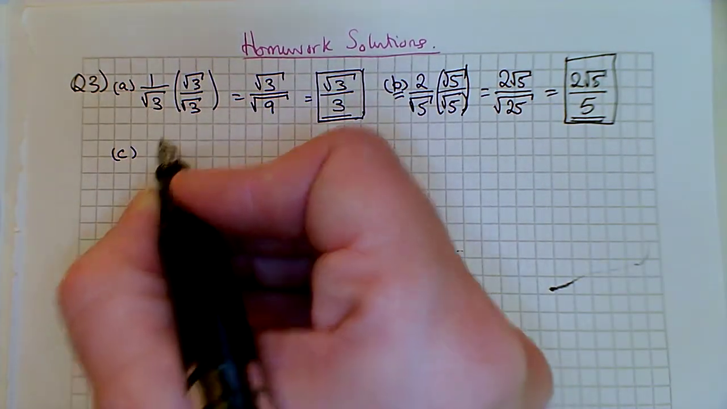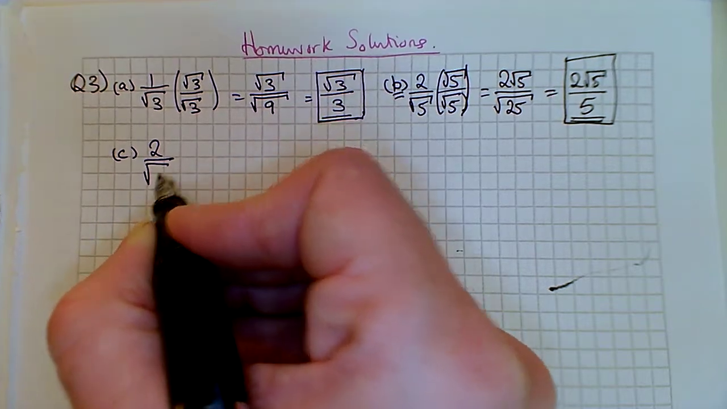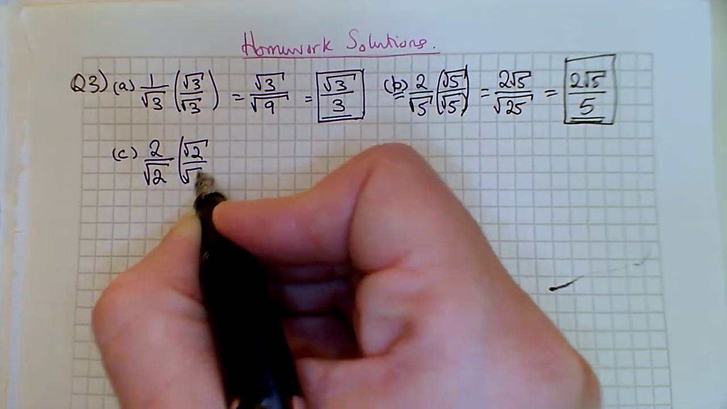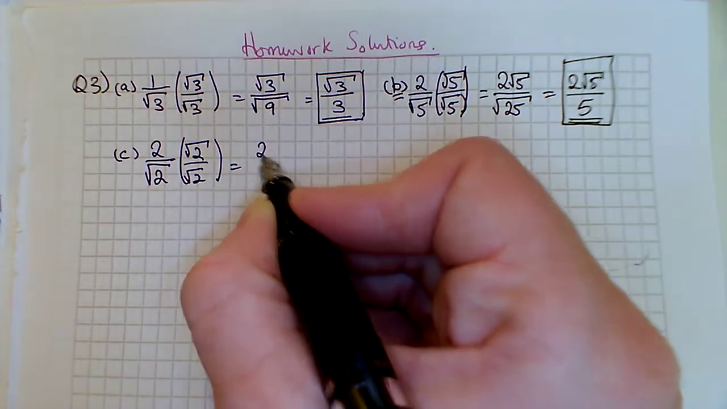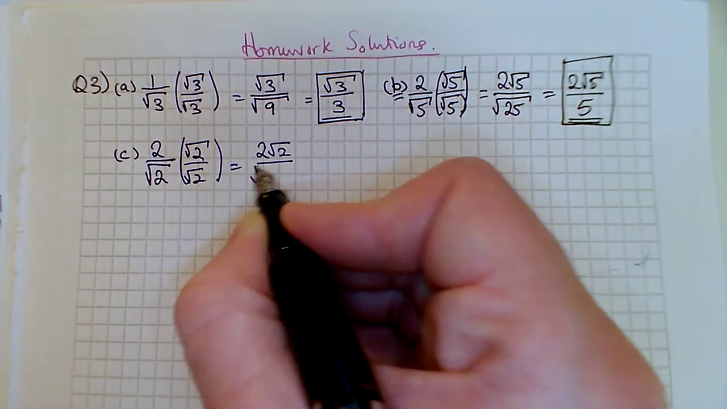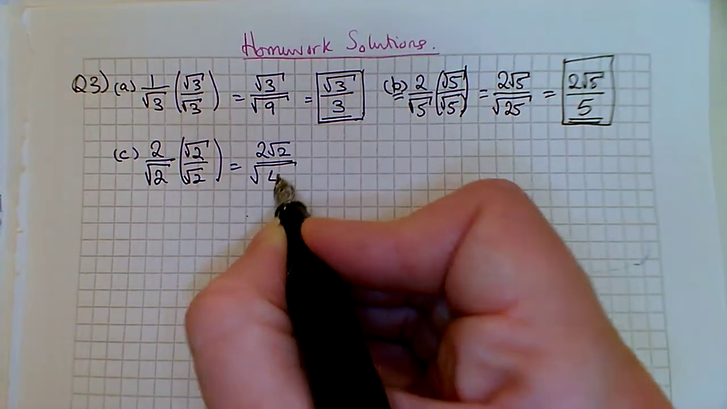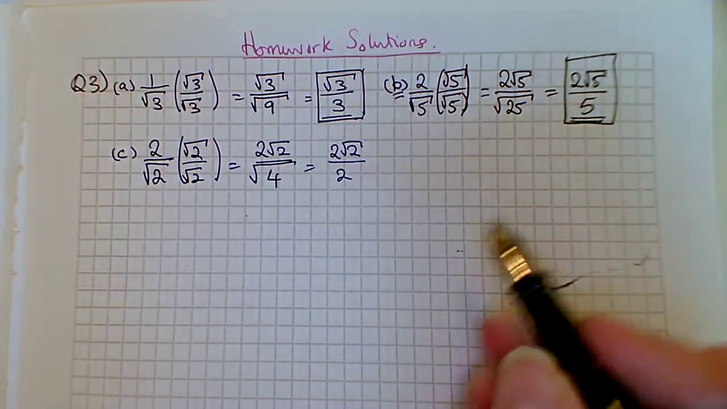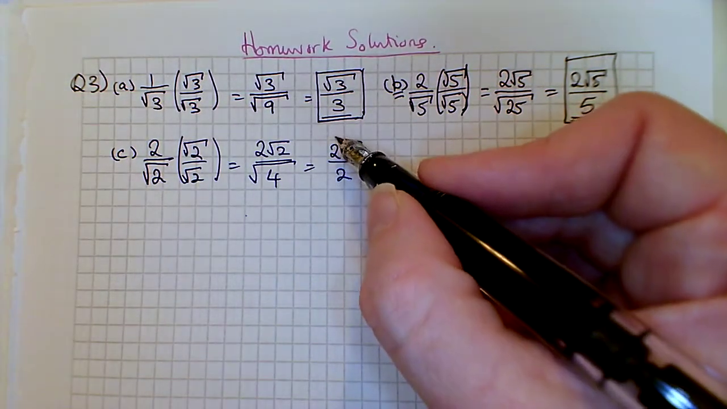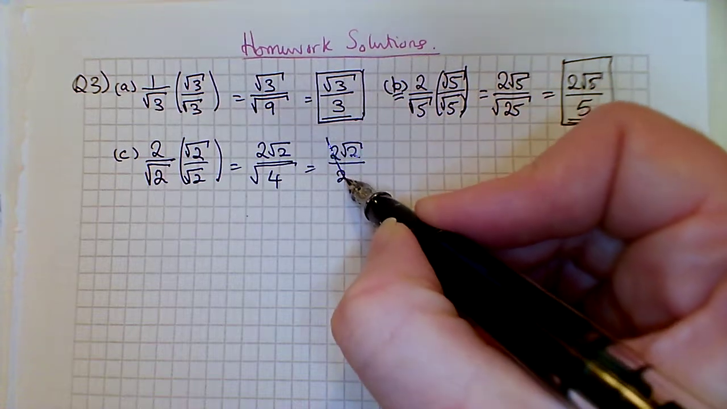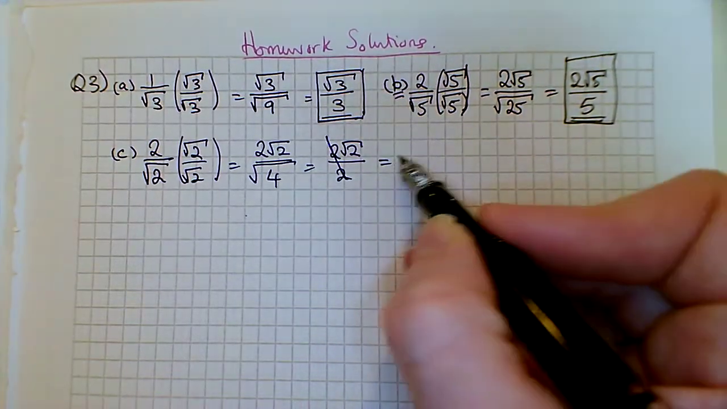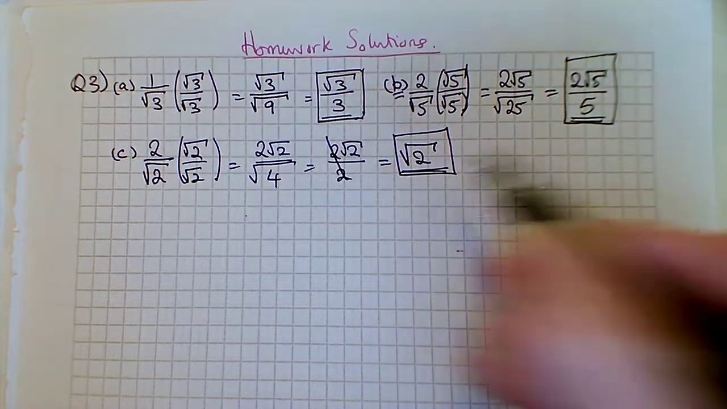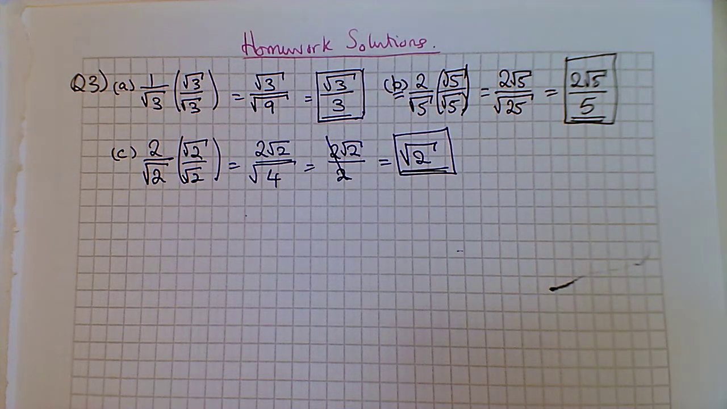Part C, we have 2 over the square root of 2, multiplying top and bottom by the square root of 2, gives us 2 root 2 over square root of 2 by 2 is 4. That's 2 root 2 over 2. And now we notice something. If I have the same number top and bottom, they divide in to give me 1. And the answer here is just the square root of 2 on its own like this.